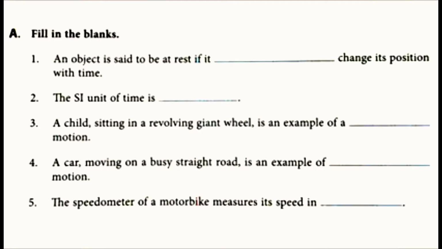Fill in the blanks. First, an object is said to be at rest if it does not change its position with time. Second, the SI unit of time is second. Third, a child sitting in a revolving giant wheel is an example of circular motion. Fourth, a car moving on a busy straight road is an example of non-uniform motion. Fifth, the speedometer of a motorbike measures its speed in kilometer per hour.